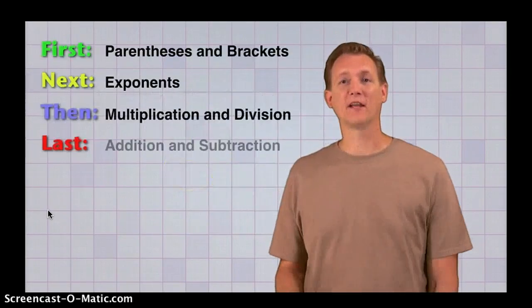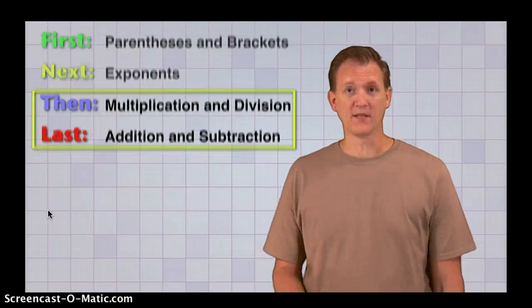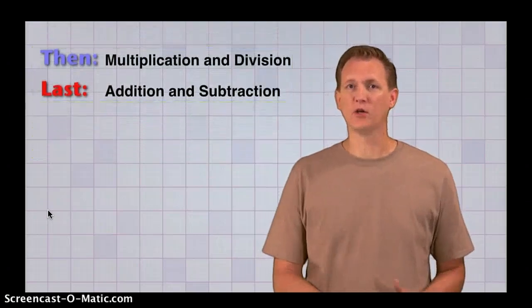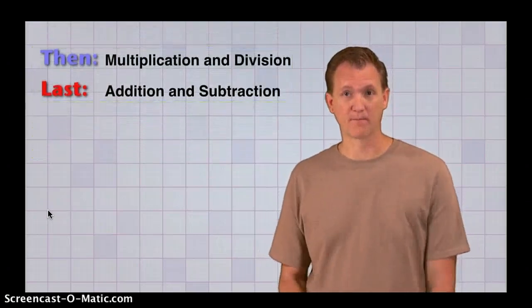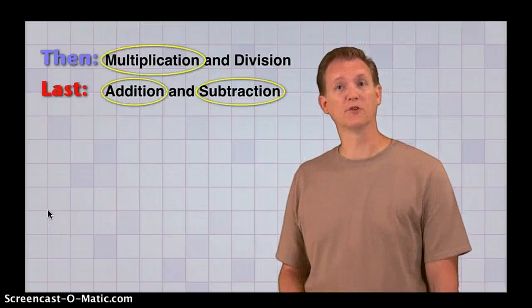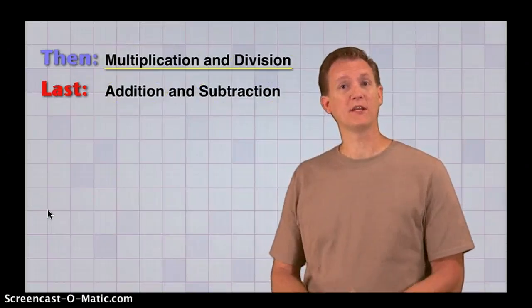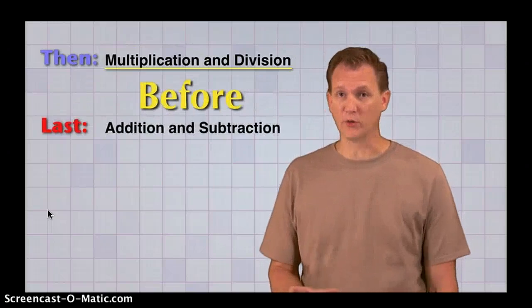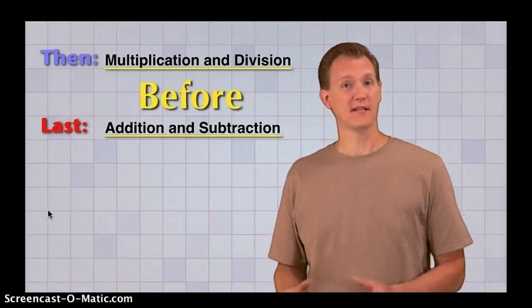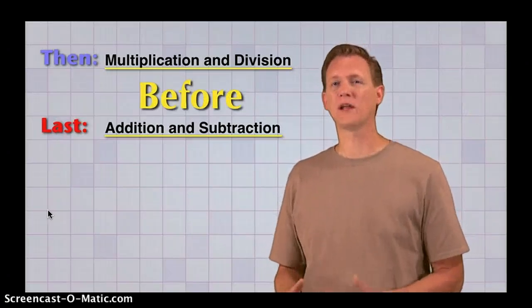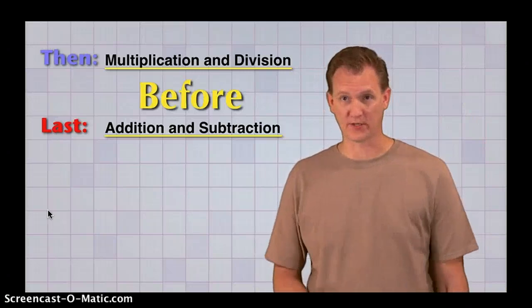Alright, now we're going to look at the last two rules together. These two rules are really important because they deal with the most common math operations: addition, subtraction, multiplication, and division. And the rules tell us that we need to do multiplication and division before we do addition and subtraction. To see how these rules work, let's look at a few quick examples that use those basic operations.